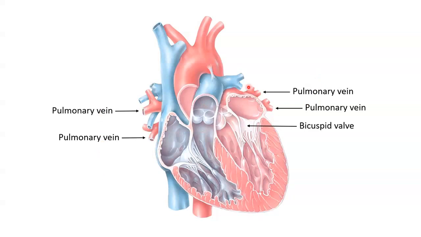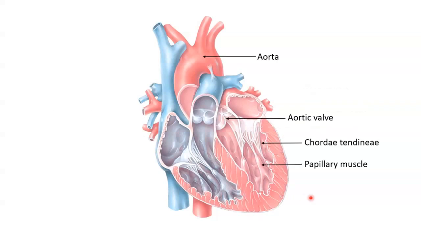Blood then passes from our left atrium through an open bicuspid valve, because we only have 2 flaps or cusps in this valve, down into our left ventricle. Again, we're going to come back to our bicuspid valve, but you might also see this valve termed the mitral valve or the left atrioventricular valve.